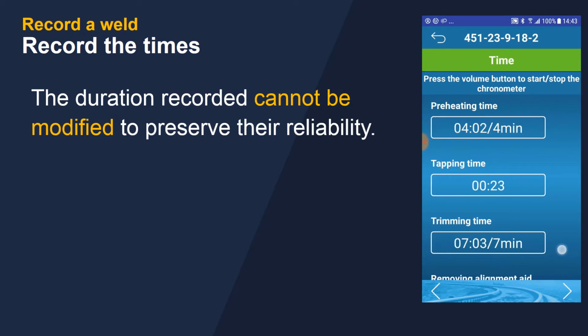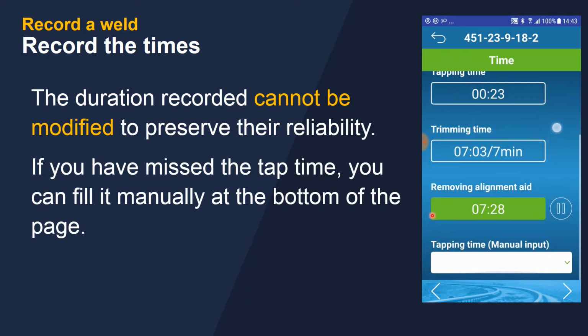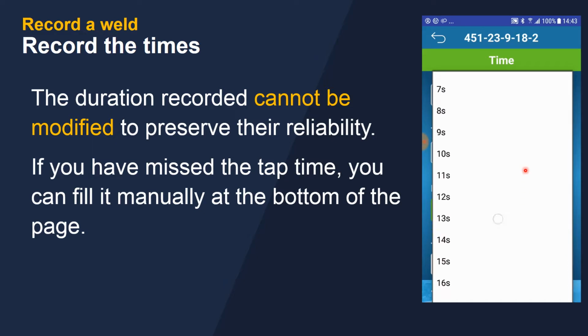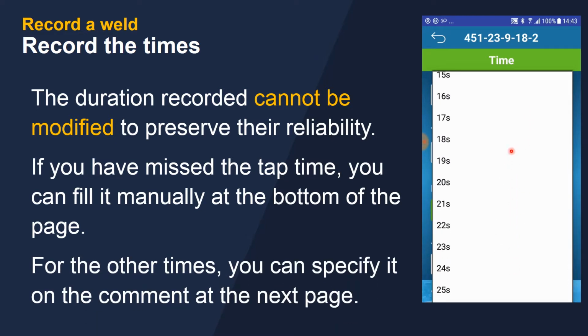In order to make these recordings more reliable, the recorded durations cannot be modified. If you have incorrectly recorded the tap time, you can select it manually at the bottom of the page. For the rest, you can report any problem in the comments at the end of the weld.